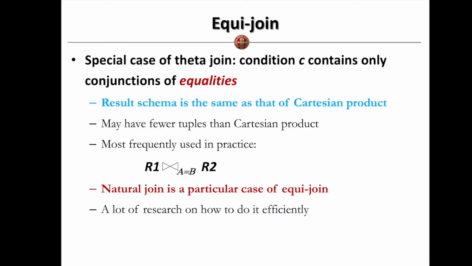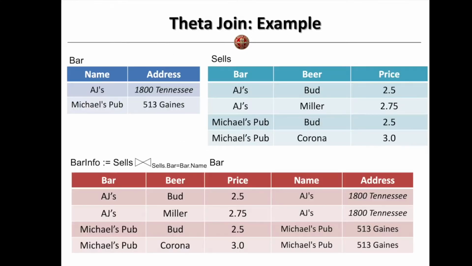Okay, for the theta join, the C denotes a condition. The conditions used in the theta join can be very different in different formats. Besides the condition used here, such as the attribute from the first relation equals the attribute from the second relation, we can also define some other conditions, right? So this is about theta join.